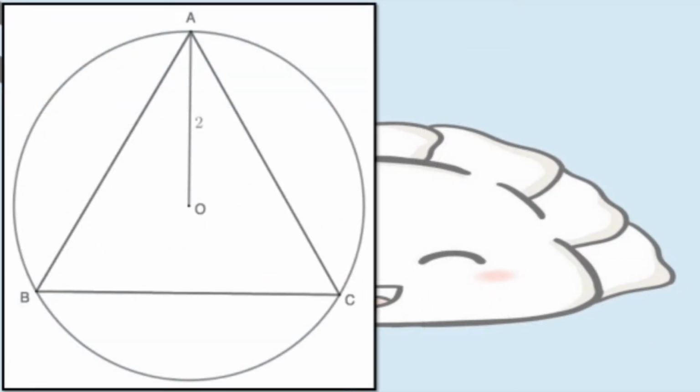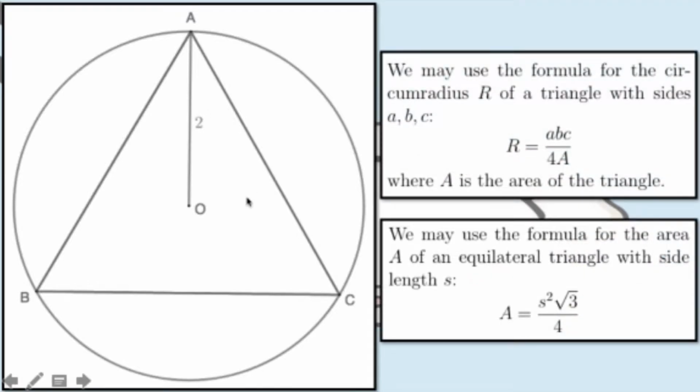So let's start with this figure. Suppose we let the triangle be ABC. And let's have center O here, the circumcenter of triangle ABC. Since O is the circumcenter, AO should have a length of 2. Now, we may use the formula for the circumradius R of a triangle with sides a, b, and c. This formula is used in a lot of math competitions. So the circumradius R is equal to abc over 4 times the area of the triangle.